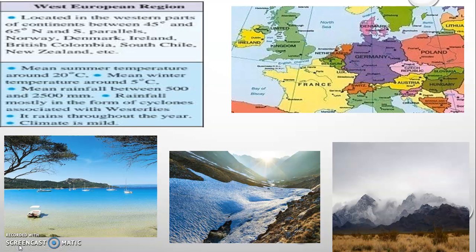The mean summer temperature is around 20 degrees Celsius, and the mean winter temperature is around 5 degrees Celsius. That means it is cold, and at the same time it is hot also. The rainfall varies between 500 and 2500 millimeters. That means it gets a good amount of rainfall, and because of this, most of the areas in the Western European region receive rainfall in the form of cyclones.